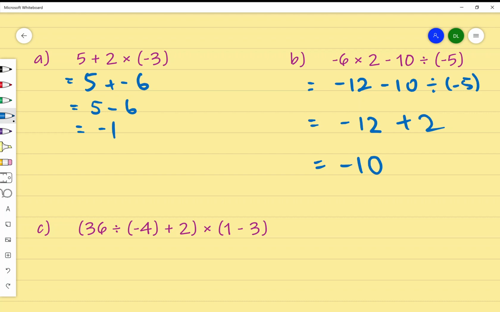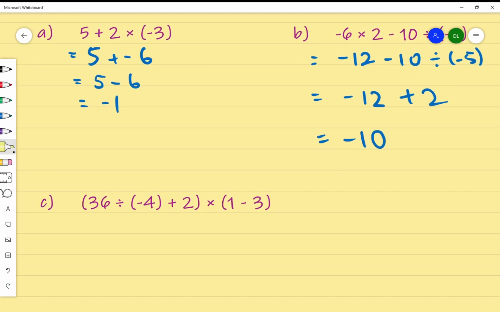Alright. So, 36 divided by negative 4 plus 2 times 1 minus 3. What operations do I have? Taylor. So you have the brackets, but that's not really enough. I have the brackets, but let's ignore the brackets for now, yes? You have division, the addition, yep. Multiplication, good. And subtraction. Good.